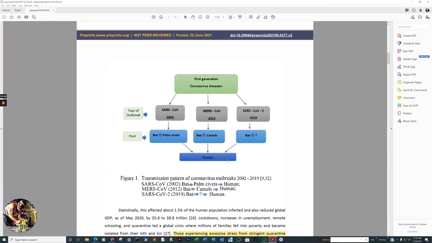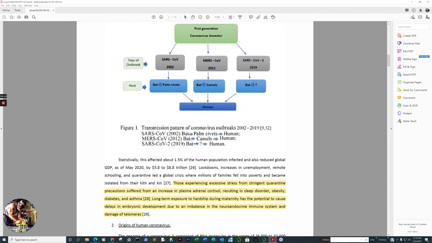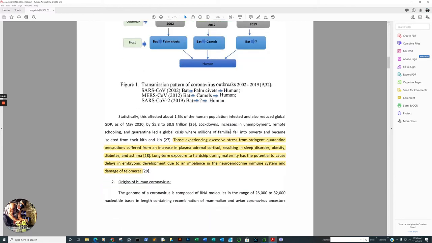And it goes through the entire list. You notice here it has a big question mark. It's like SARS, bat, huh? You know, it's like the missing link from evolution. It's like right there. And so I like to put the question mark there.